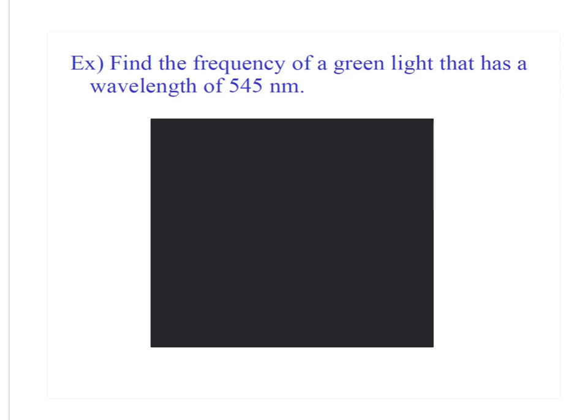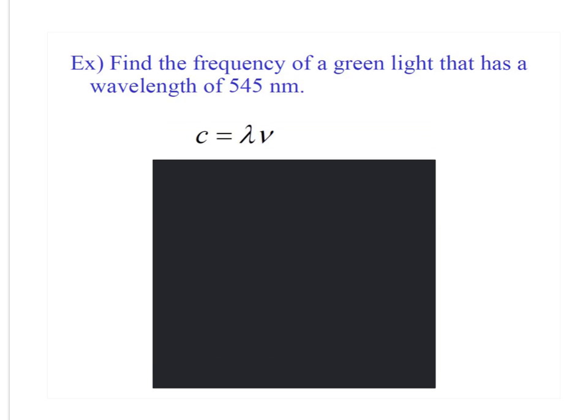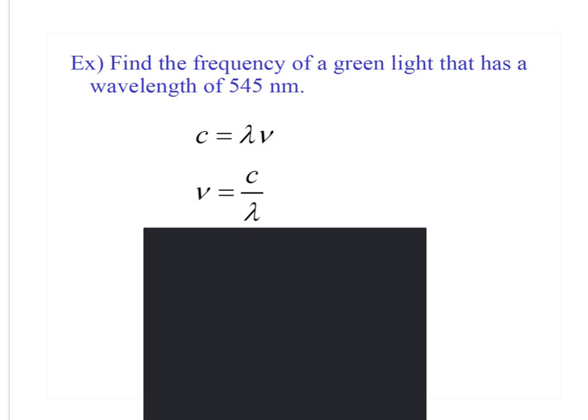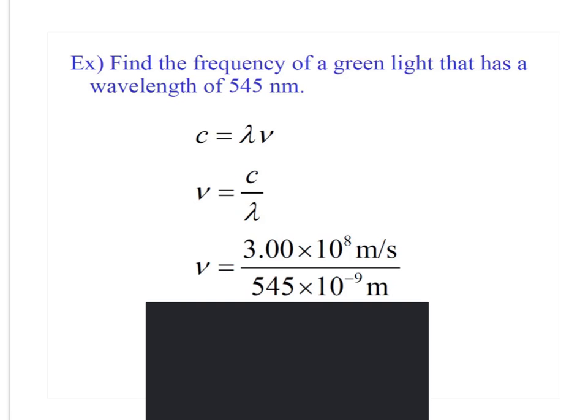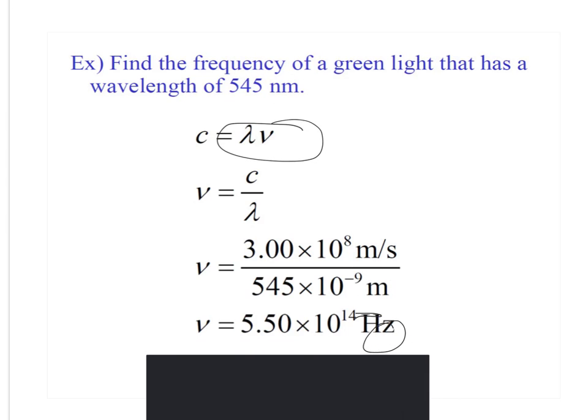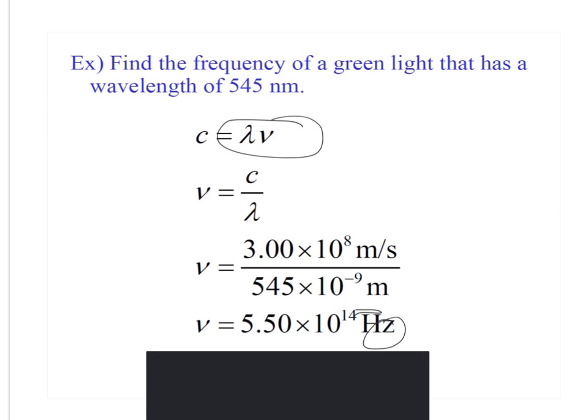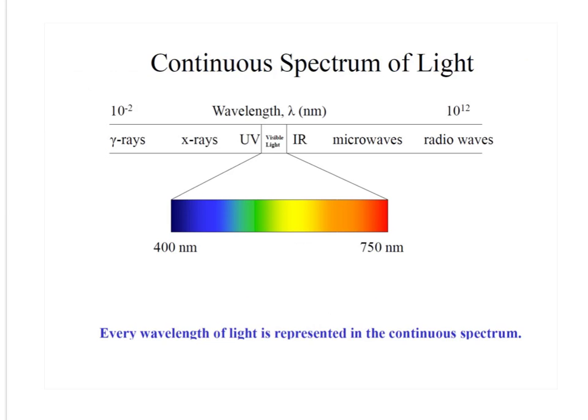So we want to find the frequency of a green light that has a wavelength of 545 nanometers. So here's the equation. You can rearrange it to find the variable you want, or just plug it in. Plug your numbers in, and make sure you're careful because they gave us the wavelength in nanometers, but the speed of light is in meters per second, so make sure you convert, and then you should get 5.5 times 10 to the 14th hertz. So as wavelength increases, frequency decreases.